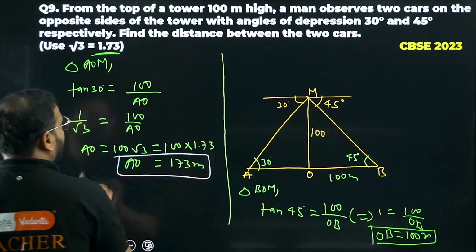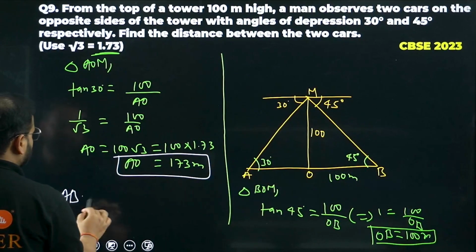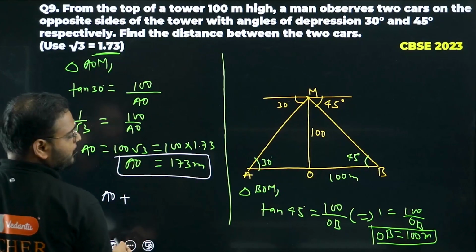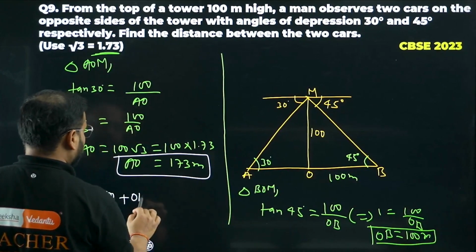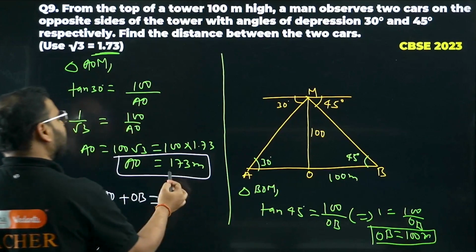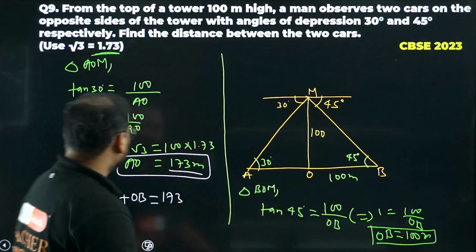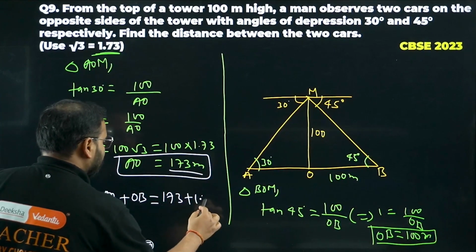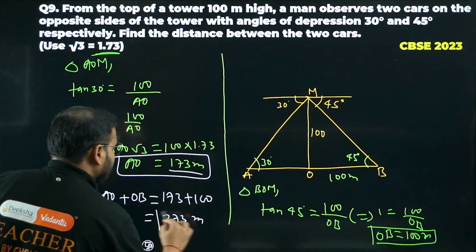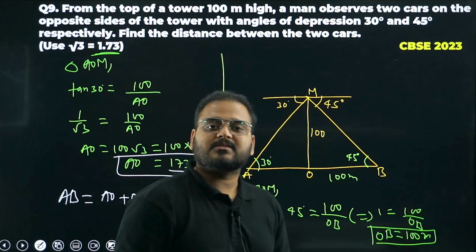What are we looking for? The entire length AB. AB is going to be what? The length AO plus OB, right? How much is that? 173 plus 100. AO is 173, OB is 100. Add them. My result will be 273 meters. Is that clear? 273 meters is the right answer.